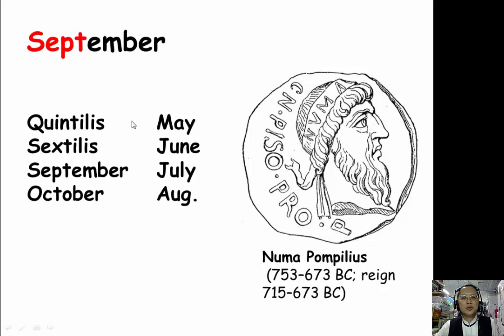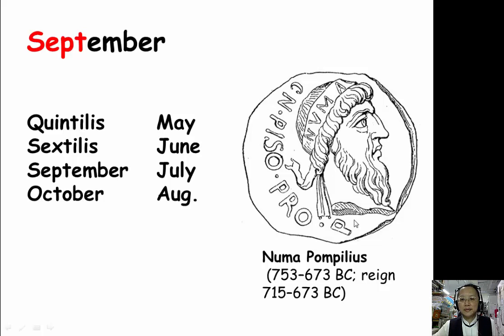In Roman times, the 5th month of the year is Quintilis, and the 6th month of the year is Sextilis. The 7th month of the year is September, and the 8th month of the year is October. But during that time, the Roman calendar has only 10 months, and each month is about 30 days. So you can tell that one year has only 300 days.